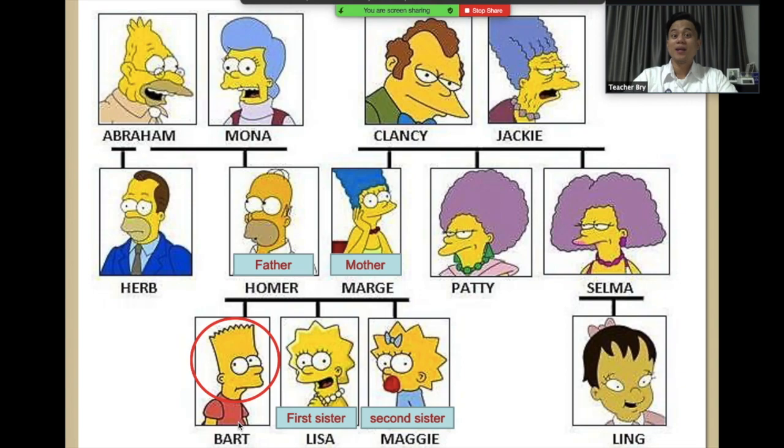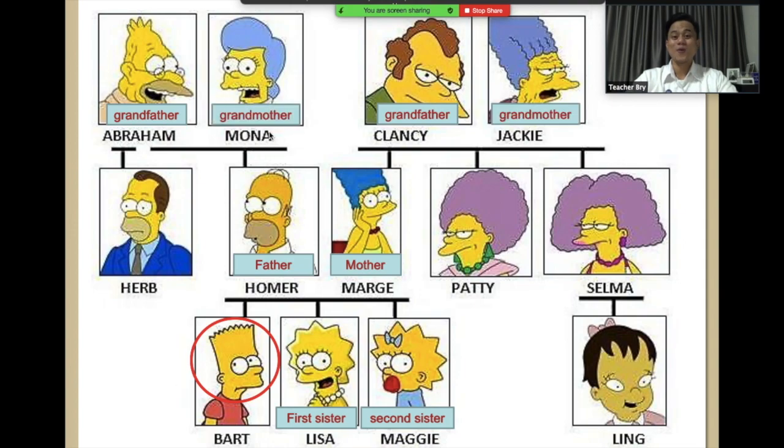How many siblings does Bart have? Siblings meaning either brother or sister. Right, so he has two siblings, and that's Lisa and Maggie. Very good. Now, let's look at the relationship of Bart with the rest of the family members. Who is his grandfather? Or who are his grandfathers? Right, so Abraham and Clancy. How about his grandmothers?